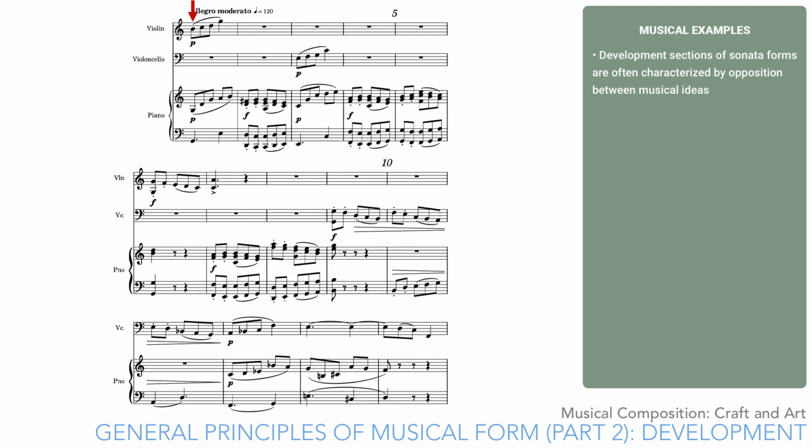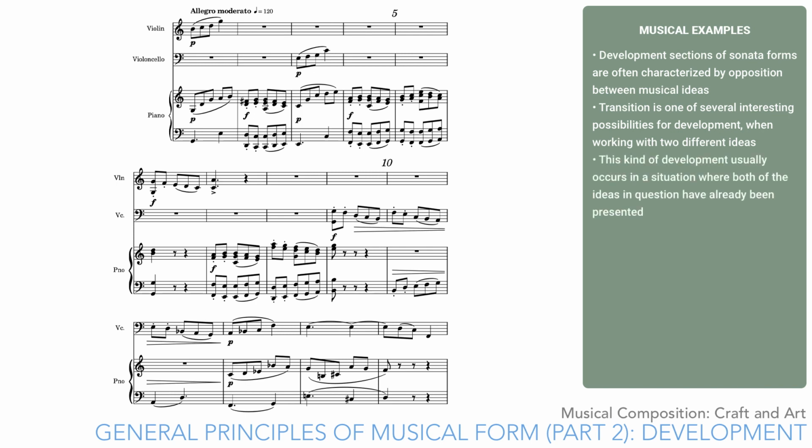Here the idea from our first example alternates with another idea, first seen in measure 2. Notice how, starting in measure 9, the second idea, which was a bold contrast to the first, now mutates slowly toward the first idea. This kind of little transition is one of several interesting possibilities for development when working with two different ideas. Note that this kind of development usually occurs in a situation where both the ideas in question have already been presented and are familiar to the listener. This would not make a very successful opening for the piece.